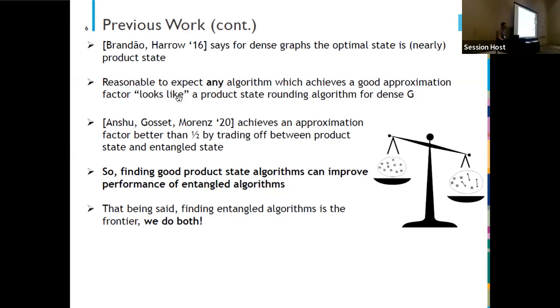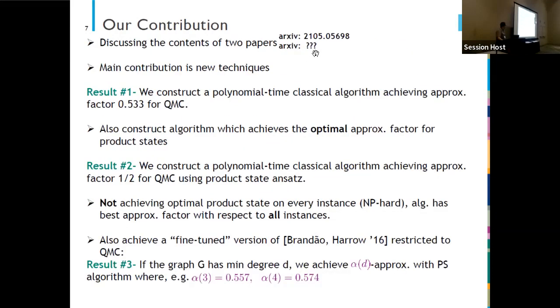And indeed, the main result of this AGM paper is an approximation factor better than a half by trading off between a product state and a product state plus singlet ansatz. So if we find better product state algorithms, we can actually improve the performance of non-product state algorithms. But the entangled ansatz, that's the frontier, and we're going to talk about one of each. So I'll be talking about 2 papers. One's on the archive, and one should be out there shortly. We shave tiny bits off of the state-of-the-art approximation factors.